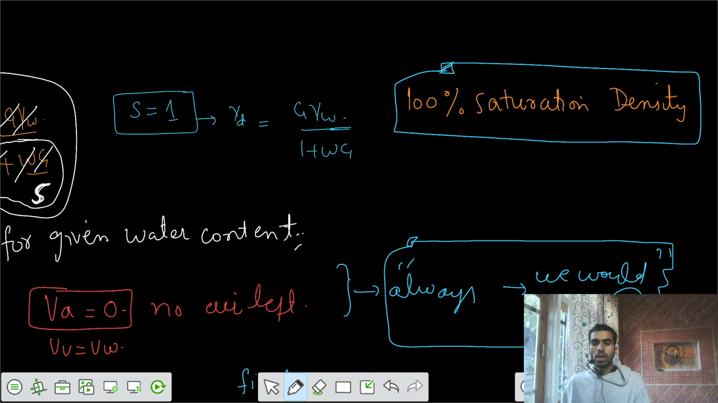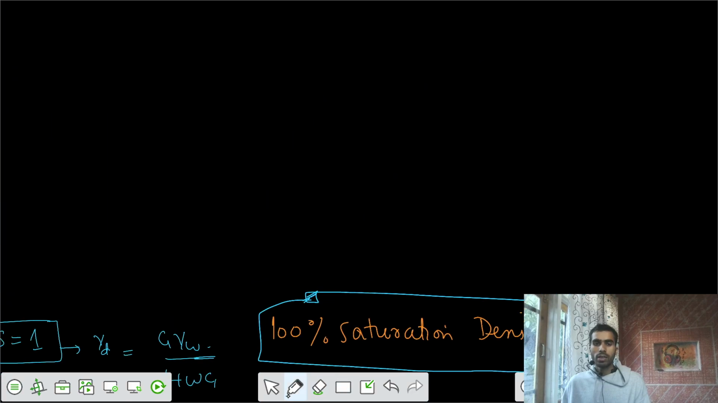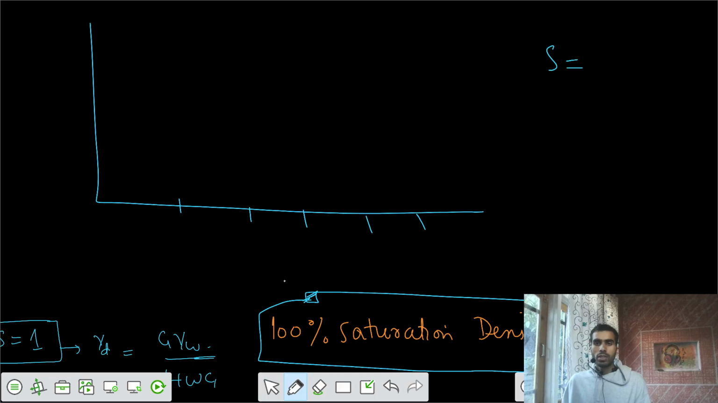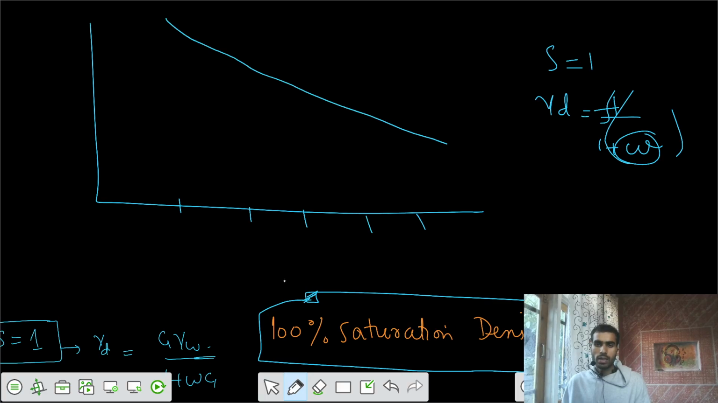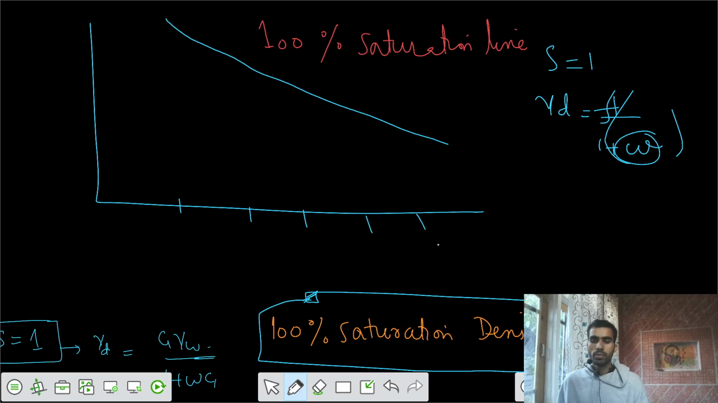Now, if we have n number of water contents, let's say W1, W2, W3, W4, W5, and our saturation is 1, that means your equation is a function of water content, 1 by 1 plus W. So your line becomes like this, and we call it the 100% saturation line.